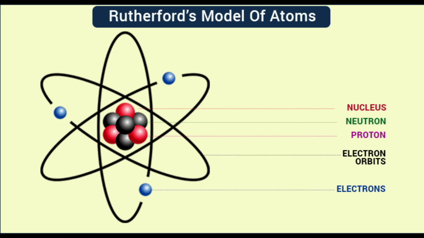Moving on, the next atomic model was Rutherford's model. In Rutherford's model, we have electrons that orbit around the nucleus, a conglomerate of neutrons and protons. These electrons follow an orbit path. The positively charged protons balance the negatively charged electrons out, creating a neutral atom.